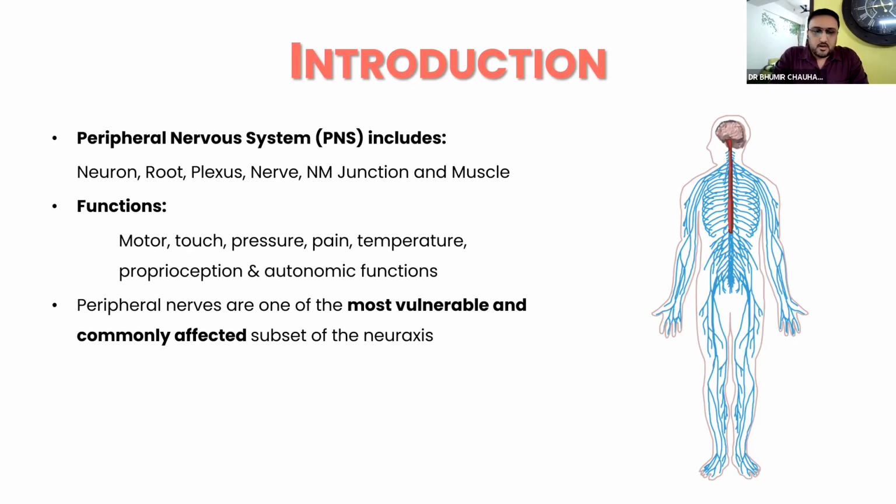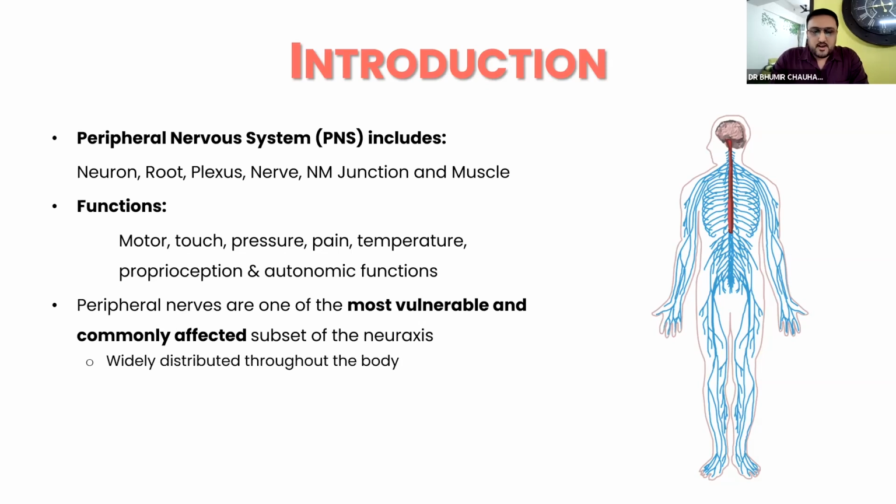Peripheral nerves are very widely distributed in the body, right from the head till the toe. In other words, wherever there is skin, there are peripheral nerves. So they are very vulnerable, and they are a very commonly affected subset of the neuroaxis. And there are particular reasons for that.